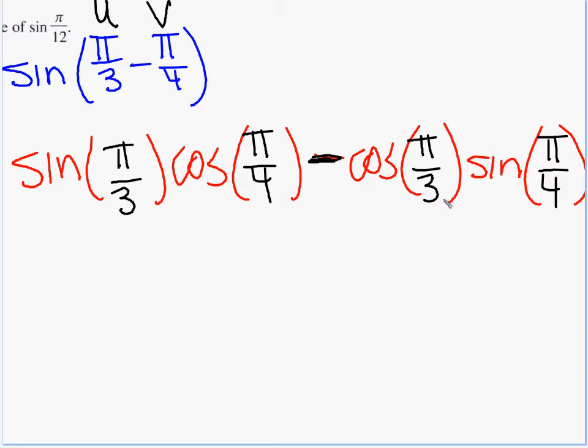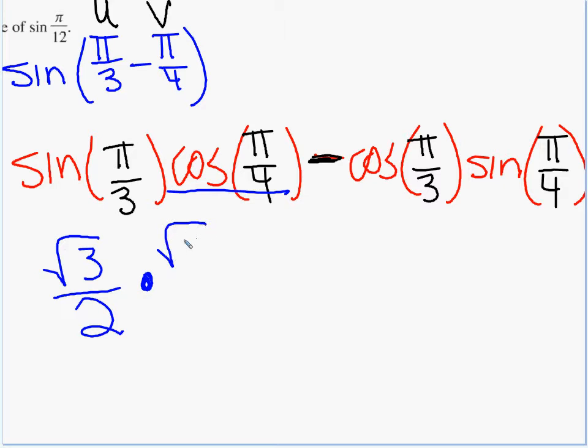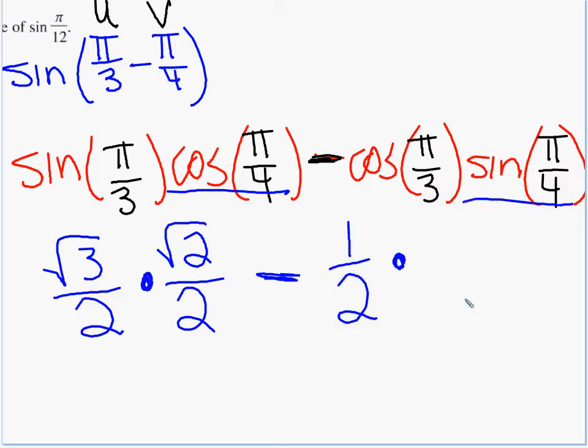So now we go to the unit circle. Here, sine at pi over 3, that is root 3 over 2. This cos at pi over 4 is root 2 over 2. We're going to multiply those. Here we're going to subtract. Cos at pi over 3 is a half. We're going to multiply that by the sine at a quarter pi. That's root 2 over 2.